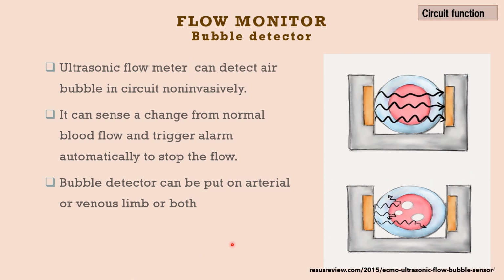As a part of the function of the flow meter, an ultrasonic flow meter can detect air bubbles in the circuit. It can sense the normal change of the blood or interruption of this normal blood flow. So in this picture there is air, so there is interruption of the blood flow. At that time an alarm will be triggered automatically to stop the flow. A bubble detector can be put in the arterial limb or venous limb of the circuit, or both of them.